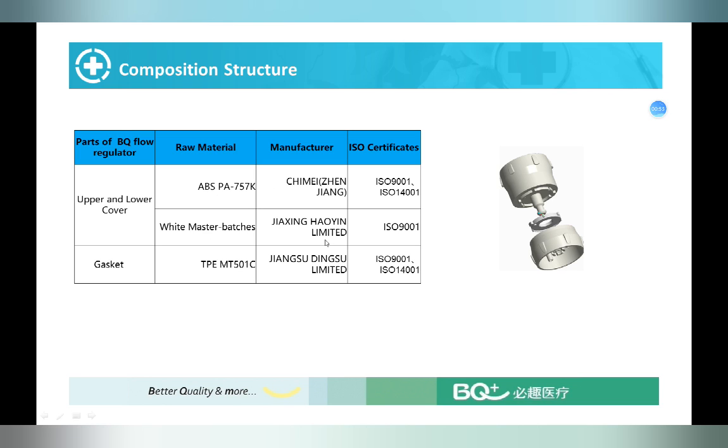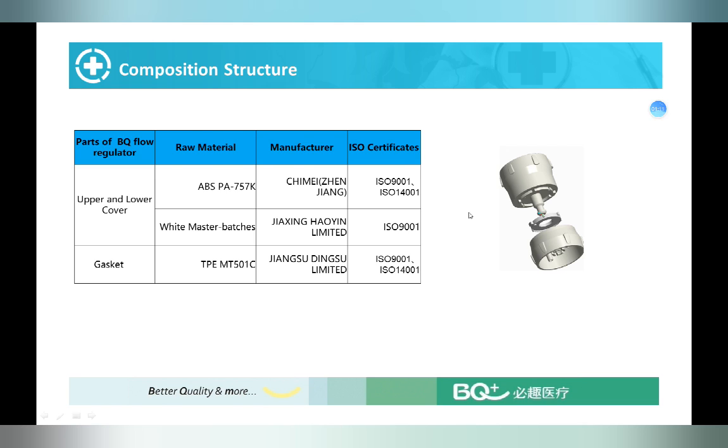You can see details in this chart that, for example, the ABS material is manufactured by Qimei, Zhejiang, also the most well-known ABS maker in the whole industry. So our quality of product could be guaranteed at the original source.